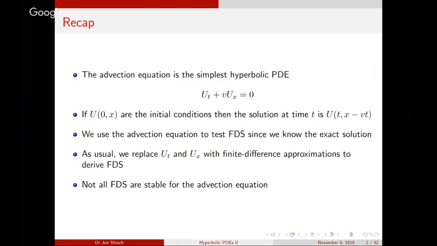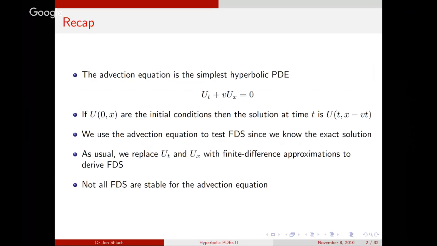Okay, so just to recap from last week, we looked at the advection equation. Okay, this is quite a simple, first order linear PDE. This is the simplest of all hyperbolic PDEs. In practice, this is not of much use really, to be honest. Okay, it doesn't model much. All it models is pure advection.